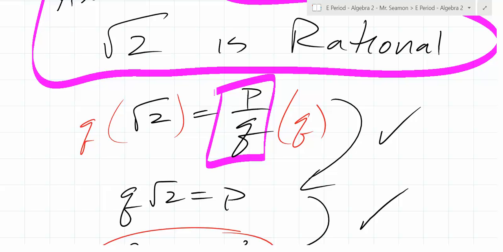What's the only other option? It's irrational. I don't get it. Listen. A number is either rational or it's irrational. We just showed it can't be rational, so therefore it must be irrational.